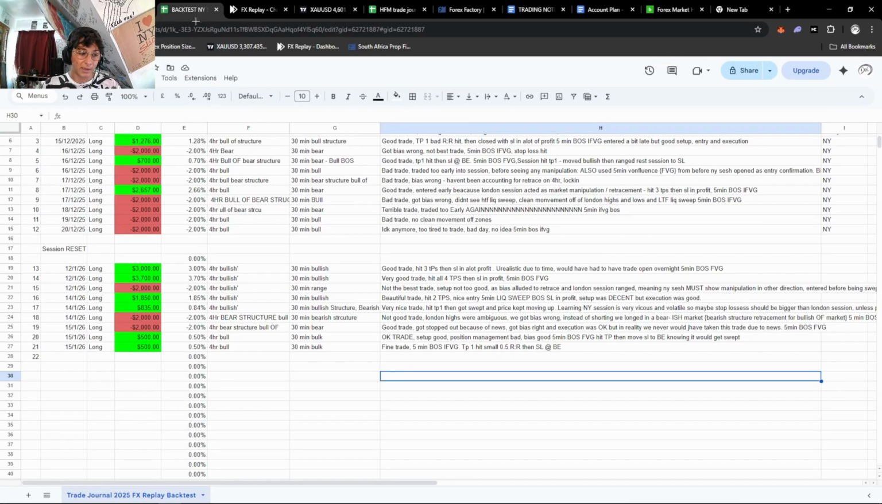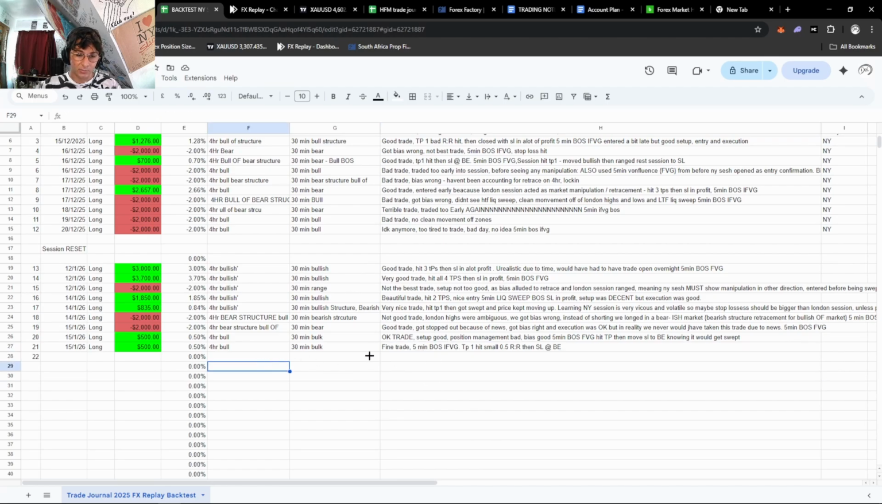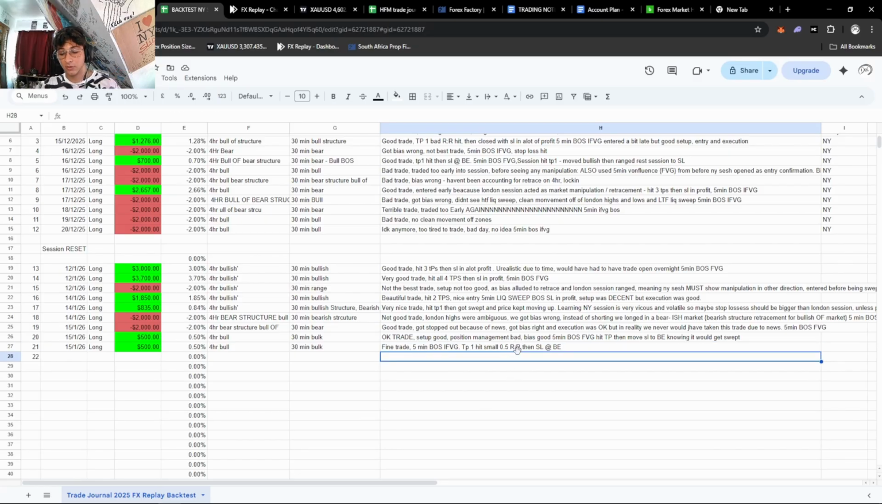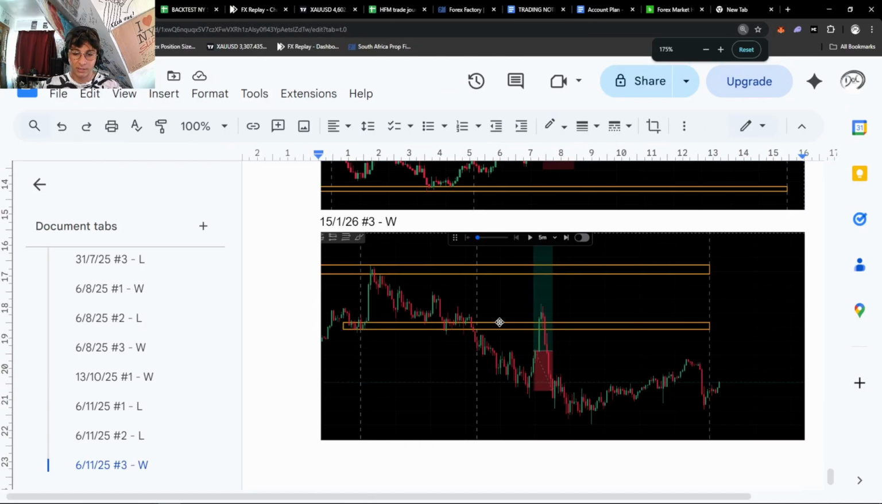And our last backtesting trade, I said, was a fine trade, entered on a 5-minute break of structure, inverse fair value gap. And we hit take profit 1, which is a very small 0.5 risk to reward ratio. Then we hit stop loss at break even. And here was our final trade.